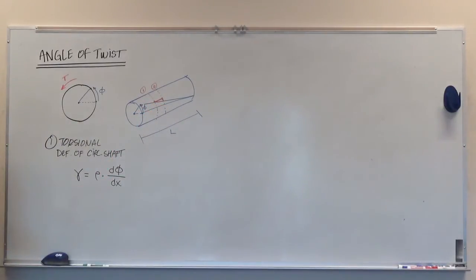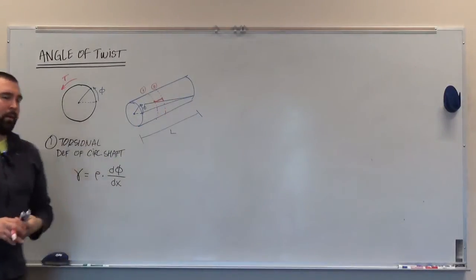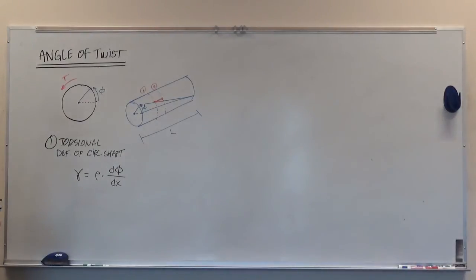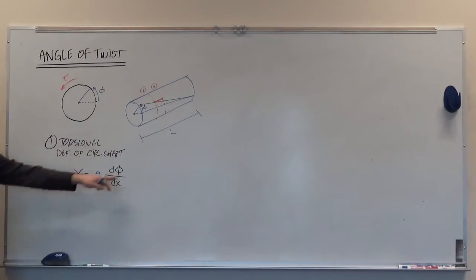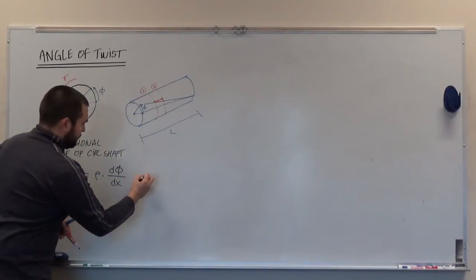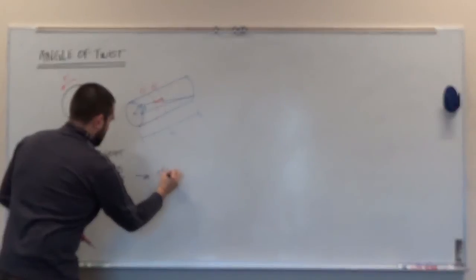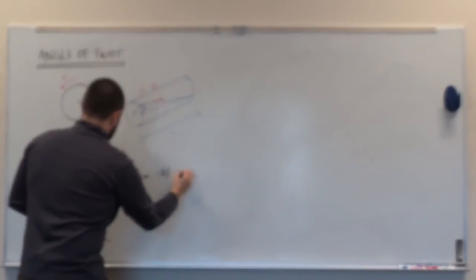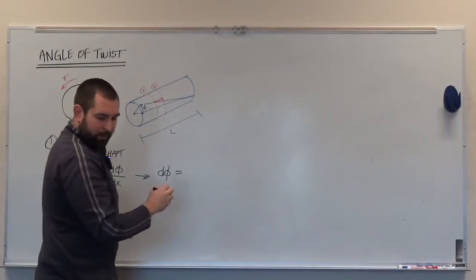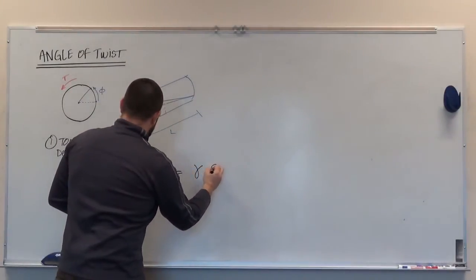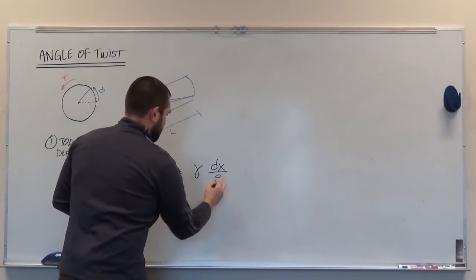That's our starting point for the determination of how to calculate the angle of twist for the entire length of the shaft. And so, again, we're interested in the angle of twist, and so I need to isolate this d phi by itself. So just with some algebra, I'm going to rearrange this equation, and I'm going to say, all right, d phi is equal to gamma times dx divided by rho.